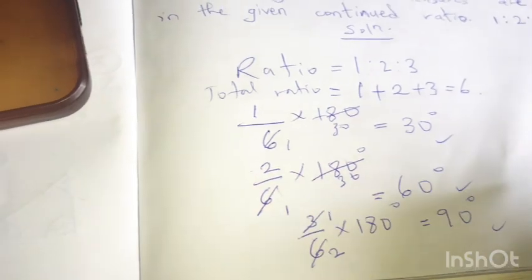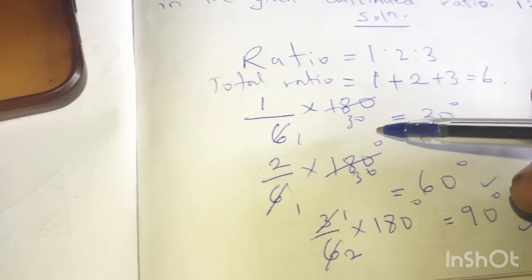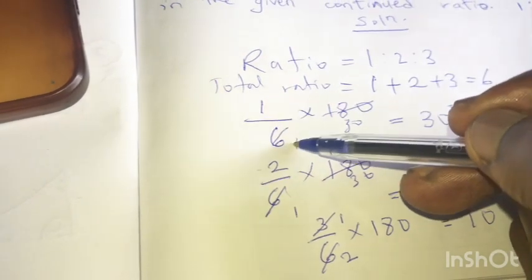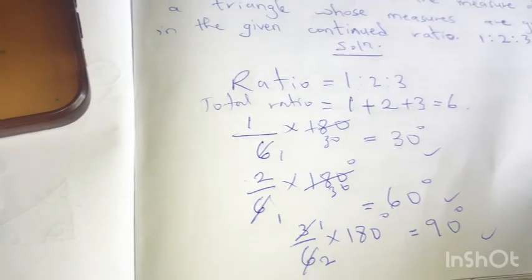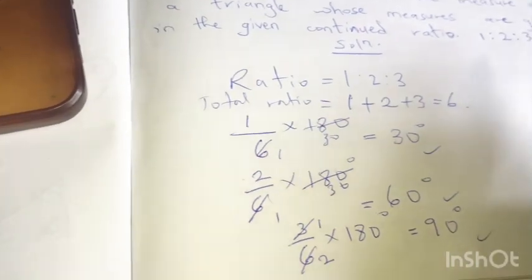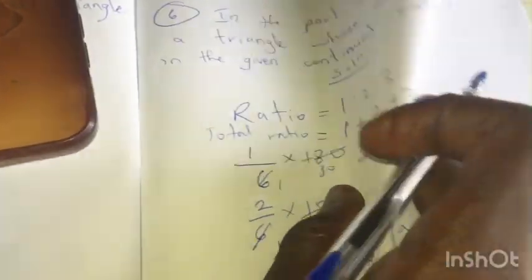So we are correct. Now I'm very sorry for all these cancellations, but you can type it on your calculator: 1 over 6 times 180, and you get your 30 degrees. So there's no need for this rough cancellation. Okay, let's move to the next question.